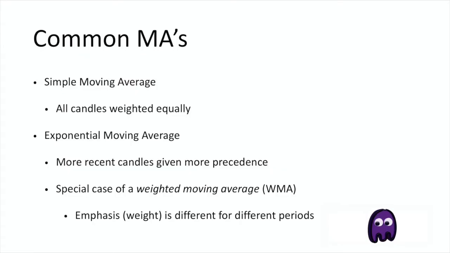Common moving averages. You can look at the simple moving average, where all candlesticks are weighted equally, and the exponential moving average, where more recent candles are given more precedence. The exponential moving average is a special case of the weighted moving average, in which we do not consider each candlestick to be equal.